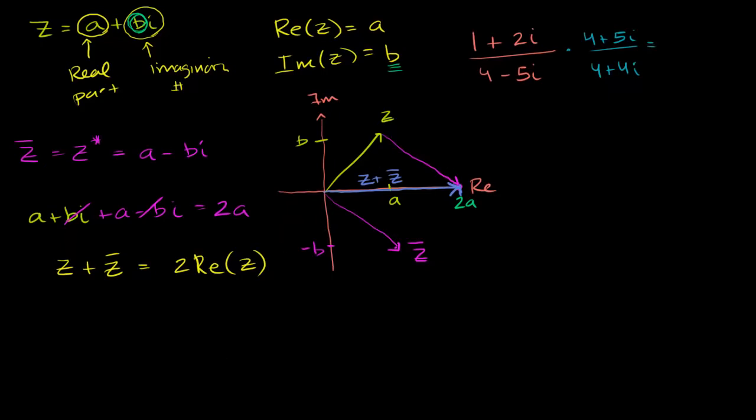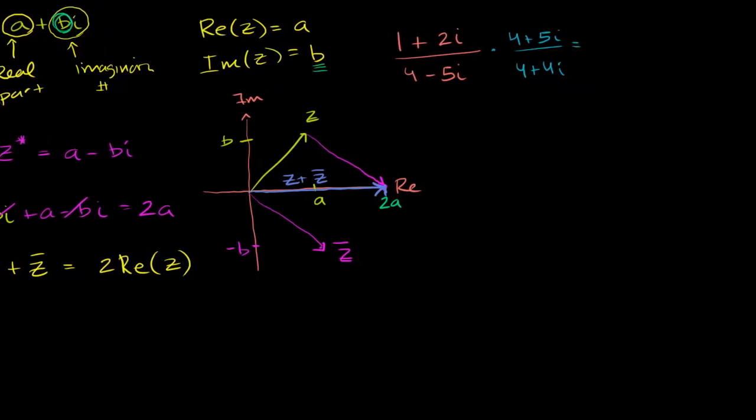So let's just multiply this out. So we're going to get 1 times 4 plus 5i is 4 plus 5i. And then 2i times 4 is plus 8i. And then 2i times 5i, that would be 10i squared, or negative 10. And then that will be over... Now this has the form a minus b times a plus b. So that's the product of, well, a plus b times a minus b is a squared minus b squared.